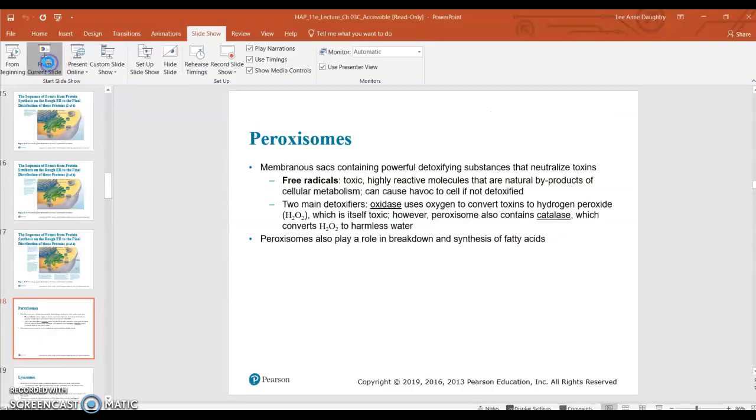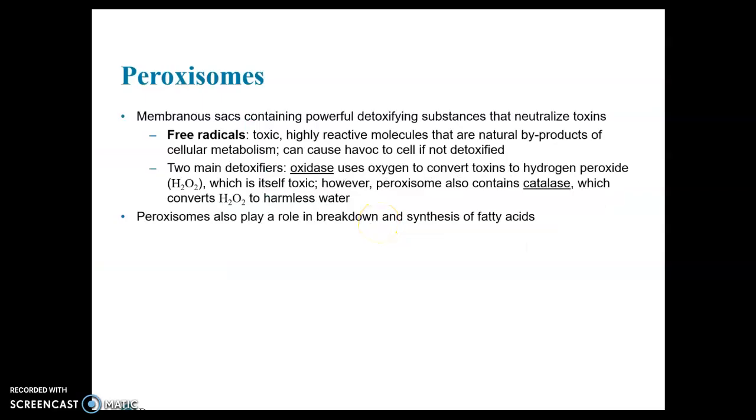And now for peroxisomes. So we've covered the endoplasmic reticulum and its role in producing products, the rough endoplasmic reticulum and the Golgi apparatus and their role in producing products that either stay in the cell or leave the cell. It's called the endomembrane system.